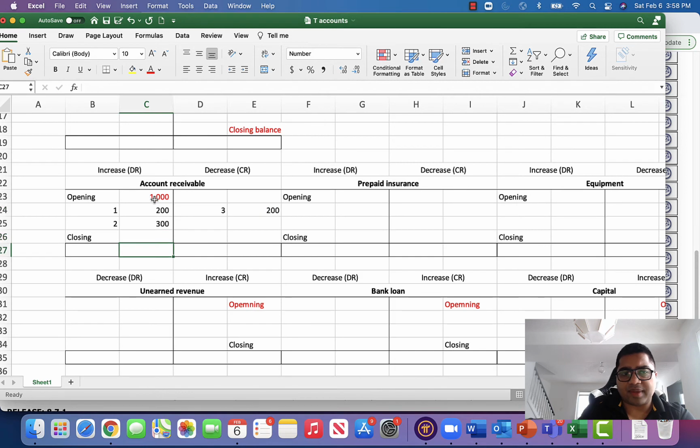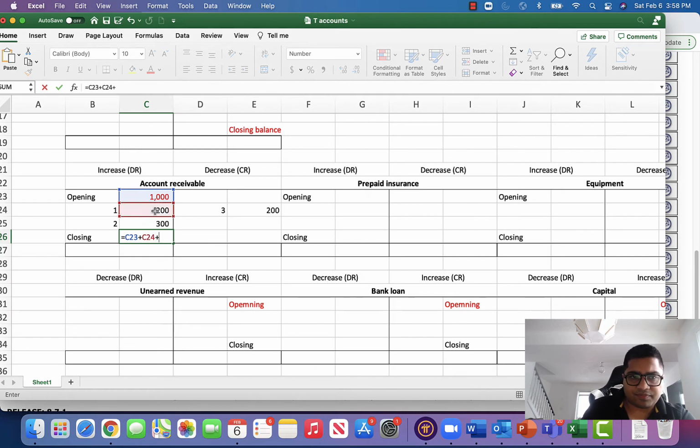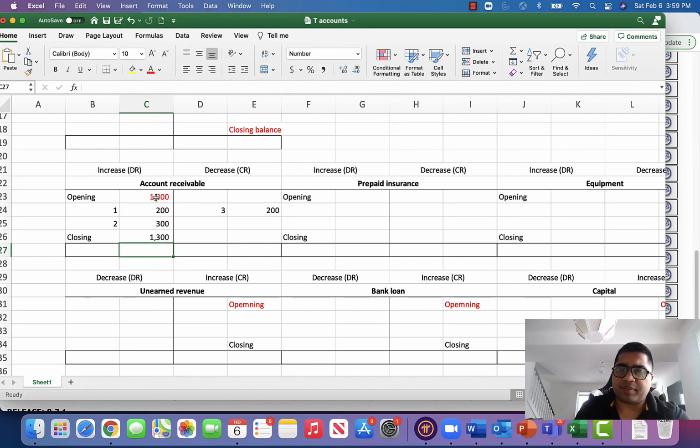So the closing balance is always calculated as opening balance plus the increases minus the decrease. So opening balance 1,000, you made some transactions, some of them increased it, some of it decreased it, closing balance 1300. That's how you do it.